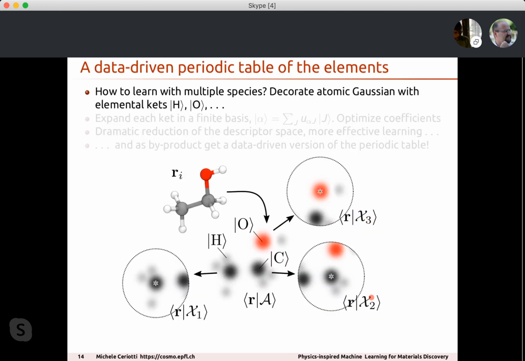Another example in which you can extract some insight into the way your machine learning model recovers chemical information is by looking at how you represent different chemical species. I told you that in this formalism, you can regard the different atoms as a decoration, as an abstract vector that decorates this spatial density. And the point is that when you implement this in practice, what you do is effectively like saying that all these vectors are orthogonal to each other.